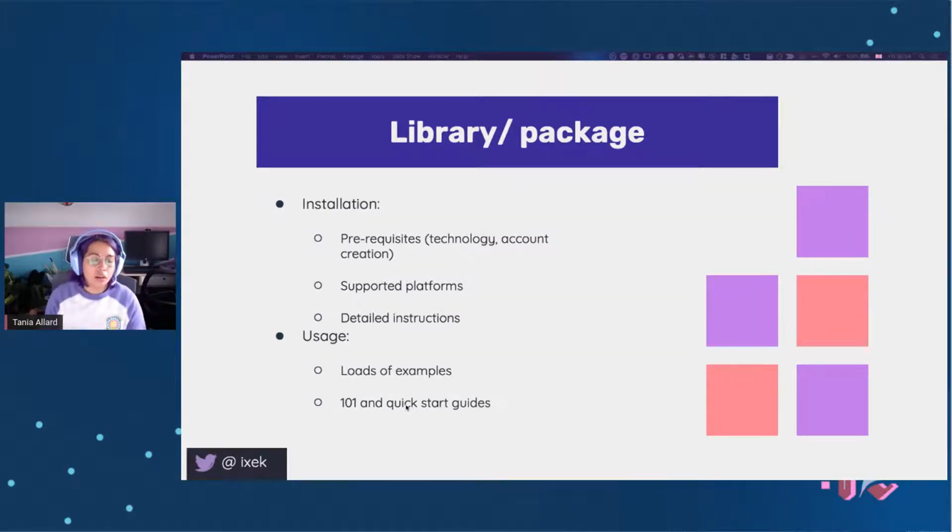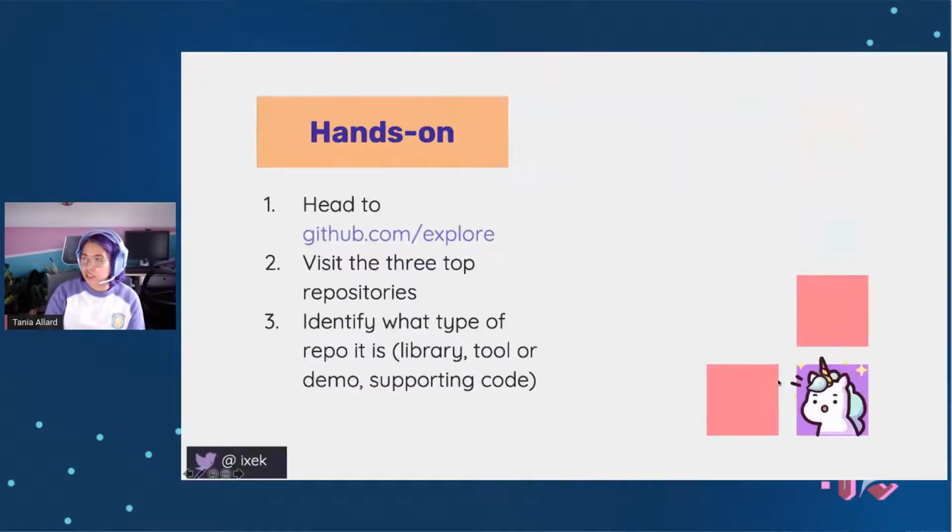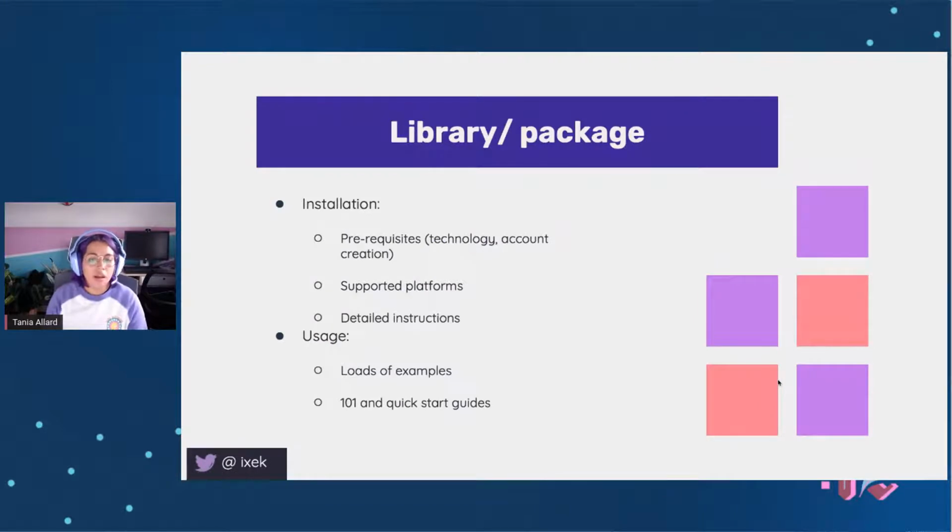Also, provide context on what supported platforms there are. Be very specific: we support Windows, Linux, Mac OS, or only this distribution of Linux, because that also makes it very clear to those folks that are using non-traditional or less commonly used platforms, so that they can go and look for other alternatives to your package.